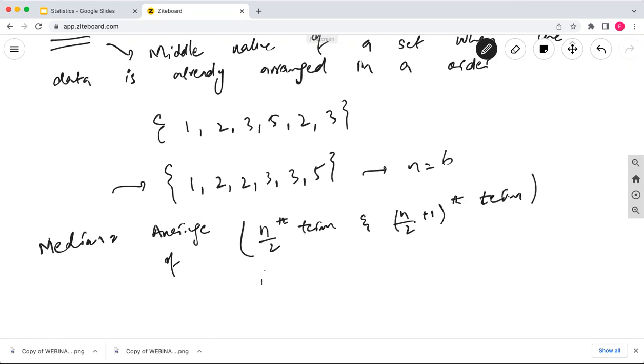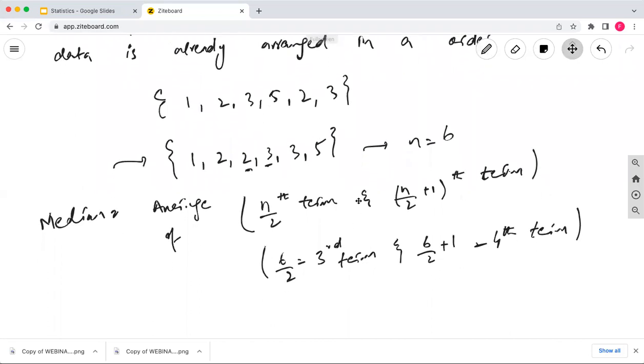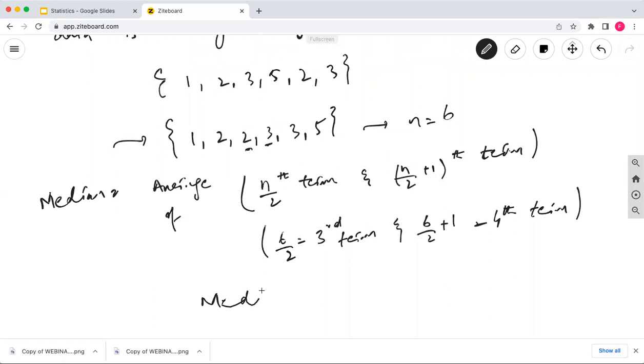So if n is equal to 6, the first one will be 6 over 2, which is the third term, and this will be 6 by 2 plus 1, which is the fourth term. So we'll take the average of the third term and fourth term. Now we have already arranged the set, this is the first term, second term, third term, and fourth term. So we'll take the average of the middle two terms, which are 2 and 3. In that way, the median of this set will be 2 plus 3 divided by 2, which is 2.5, right? This is the first scenario, in which the total number of values is even.